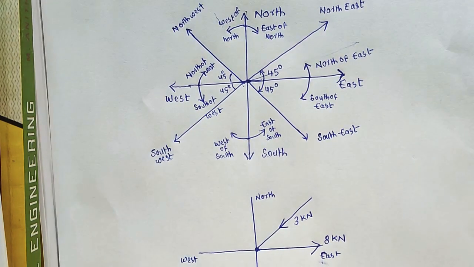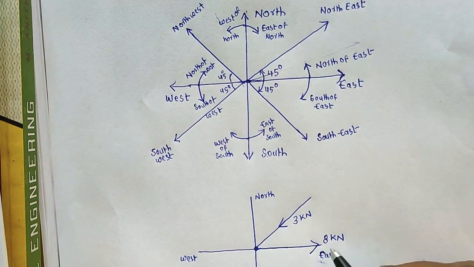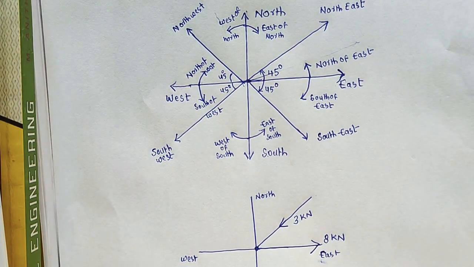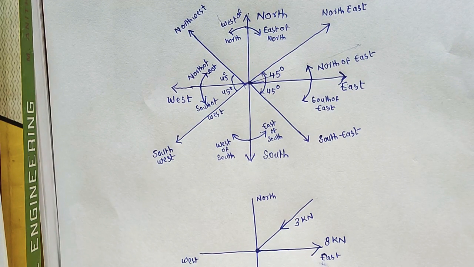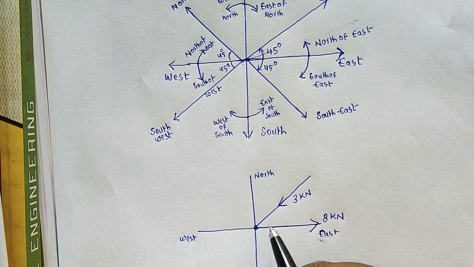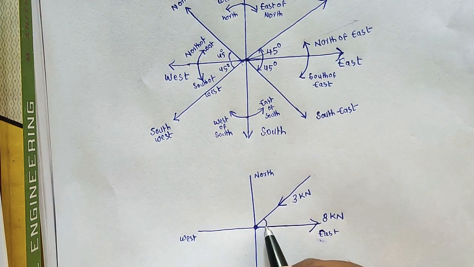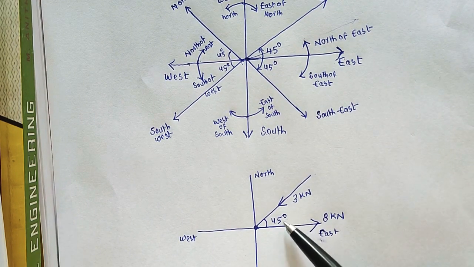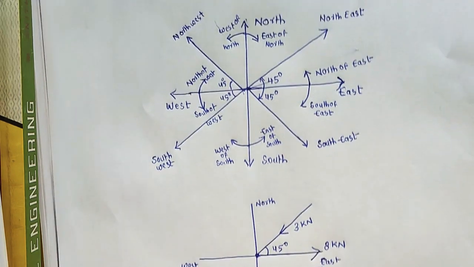See, 3 kilonewton towards north east. So this is northeast direction. That means the included angle. So this 3 kilonewton is making an angle of 45 degrees with the horizontal. So indirectly it is making an angle of 45 degrees with the horizontal.